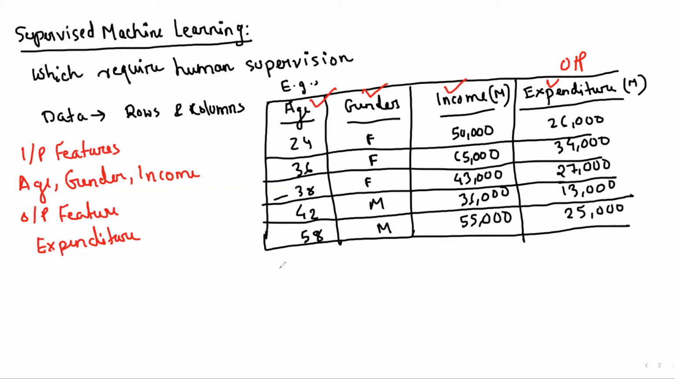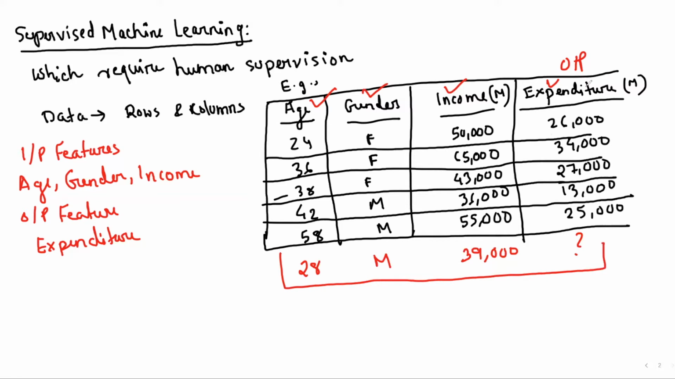Next time when there is any new data, you need to predict the expenditure for these features. So let's say a new data like age is 28 and it's a male. Income may be around, let's say, 39,000. So what will be the expenditure for the month? This is something that we need to predict.